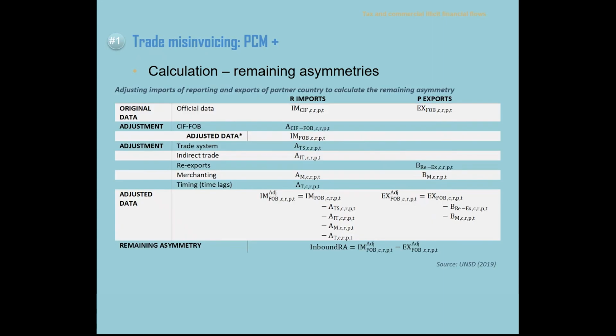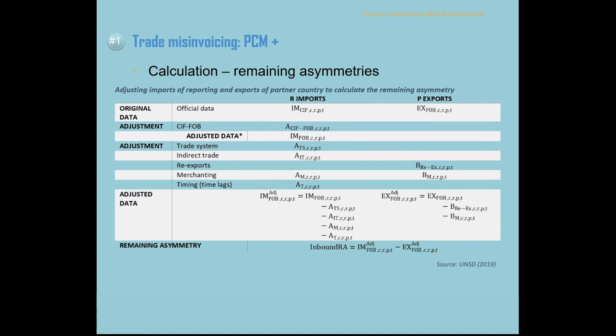In order to get from the original data, whether the official data on the imports and the exports, and go through all various adjustments to reach the adjusted data and essentially come up with a so-called remaining asymmetry, we could really go step by step. Here is a tool that the UNSD has proposed, essentially a table saying that our imports, so this is the reporter, this is our country, are being cross-checked against the partner country's exports.